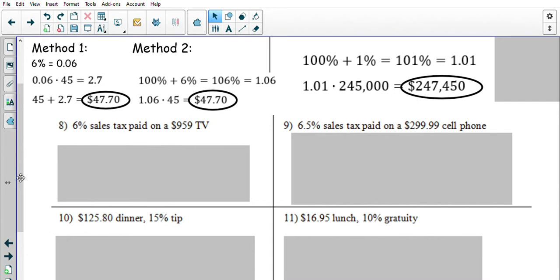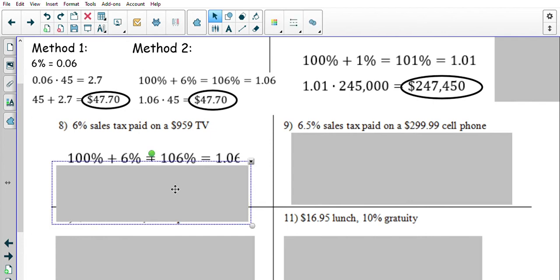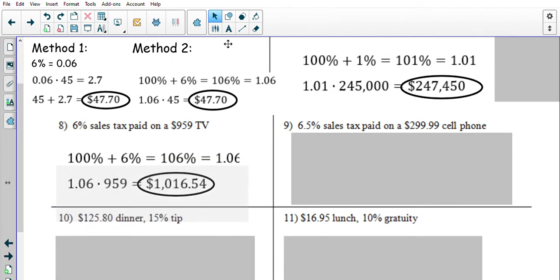All right, number 8, 6% sales tax paid on a $959 TV. So 100% plus 6% is 106%, or 1.06. Take that times 959, and we will get $1,016.54. Remember, if you need to pause the video at any point, don't be afraid to do that. I am going through these pretty quickly. We would obviously spend a lot more time in class as you're writing things down, but you have the freedom of pausing the video at any time, so feel free to do that.